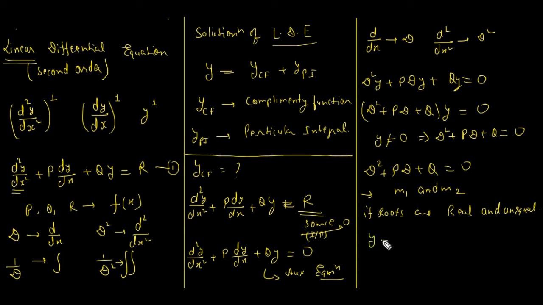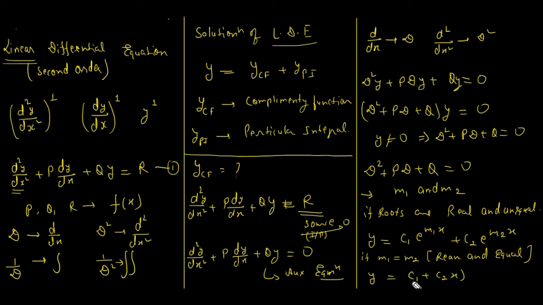then we will write y is equal to c1 e to the power m1x plus c2 e to the power m2x. If m1 equals m2, it means roots are real and equal. Then we will write y is equal to (c1 plus c2x) e to the power m1x, or we may write m2x because m1 is equal to m2.